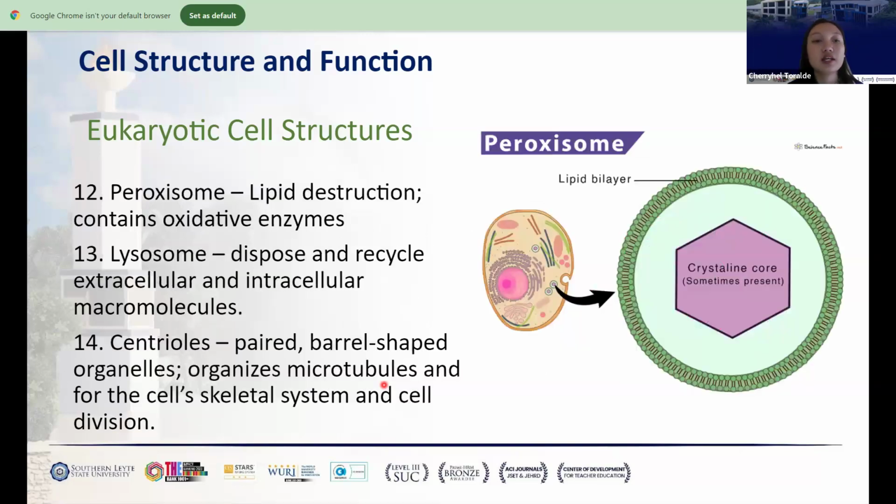So yes. Next, we also have the peroxisome. So, as you can see, this is the cell. And then if you can see, yung parang, meron siyang piatos, tapos naka-enclose pa sa circular na membrane, that is the peroxisome. So its function is for lipid destruction, and it also contains oxidative enzymes, usually for neutralizing poisons and toxins.